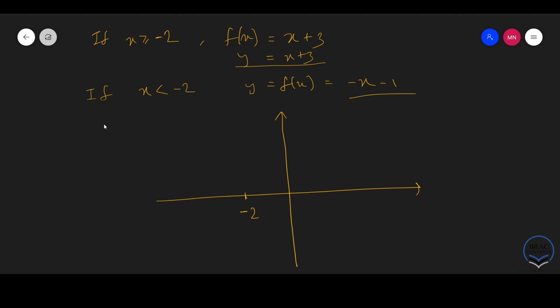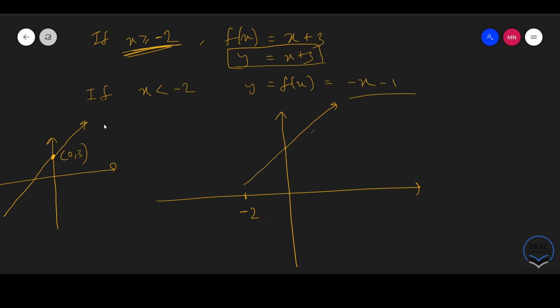So let's consider the portion where x is greater than or equal to minus 2. So for this case, let's draw the graph of y is equal to x plus 3, right? So we know that the graph of y is equal to x plus 3 will look something like this, right? The intercept will be at 0, 3, right? This will be our intercept, right? So we will draw the graph for x plus 3, and it will be something like this. Now this is only applicable for when x is up to minus 2.